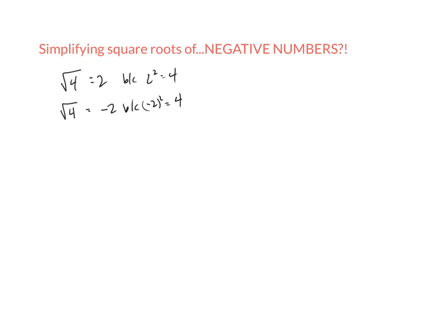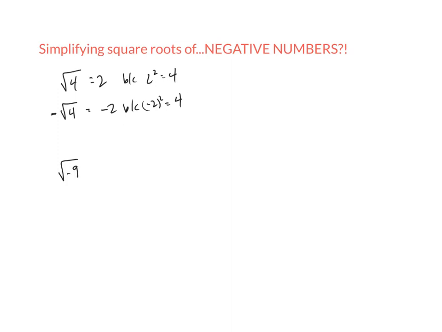But typically, we know we want the negative root when the problem tells us that we want the negative root. So negative square root of 4 will be negative 2. Square root of 4 will be 2. Now, if I talk about doing a square root of negative 9, there's a problem with that.